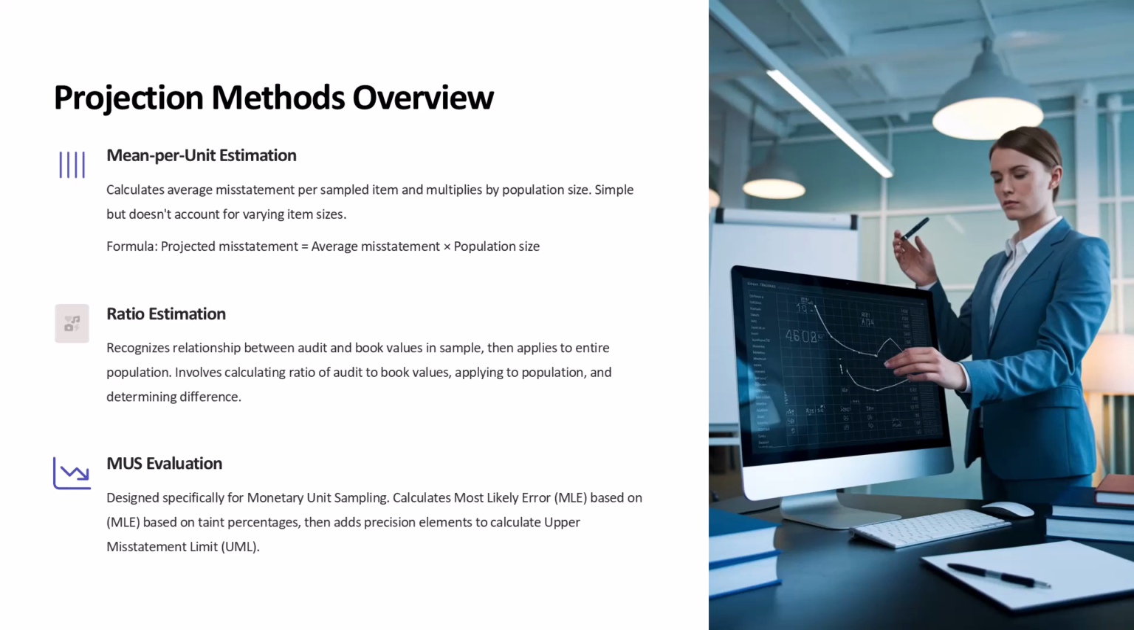Third, MUS evaluation. This complex but powerful method is specifically designed for monetary unit sampling. It involves calculating the most likely error, MLE, based on taint percentages, then adding precision elements to calculate an upper misstatement limit, UML. This provides a conservative estimate of the maximum likely misstatement in the population. Each method has its strengths and appropriate applications. The choice depends on the sampling method used, the nature of the population, and the types of misstatements expected. For MUS, which is commonly used for substantive testing, the MUS evaluation method is most appropriate.